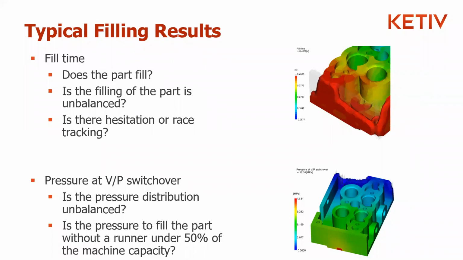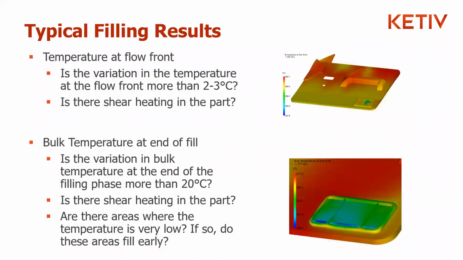Now, you can keep going through the different results. Temperature flow front is a big one. So if you see that variation being too high, that's clearly a problem, and that's something that needs to be addressed. The bulk temperature at the end of the fill, if that variation is too much, if there's going to be shear heating in the part, then yes, again, that's something that needs to be addressed, and maybe even focus in and zero in on the cooling part of it at that point.